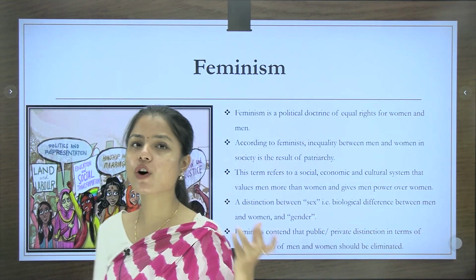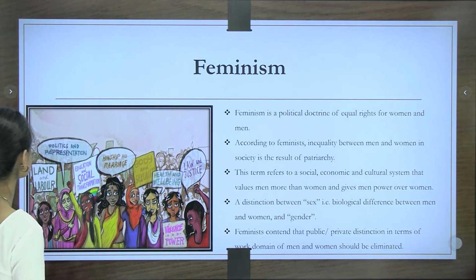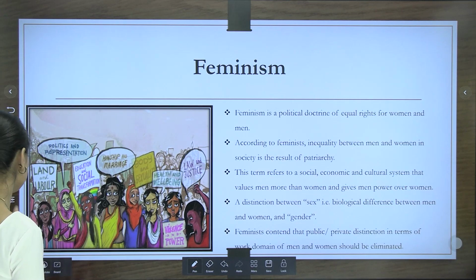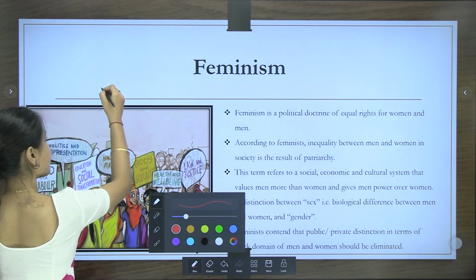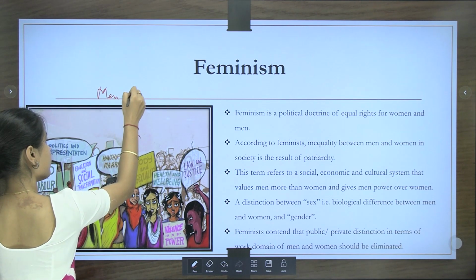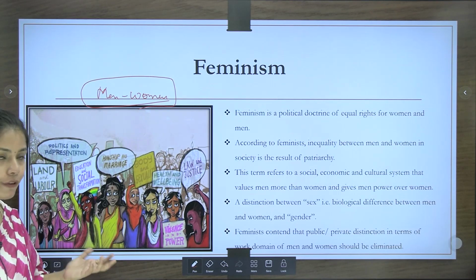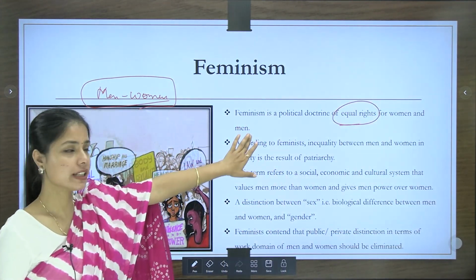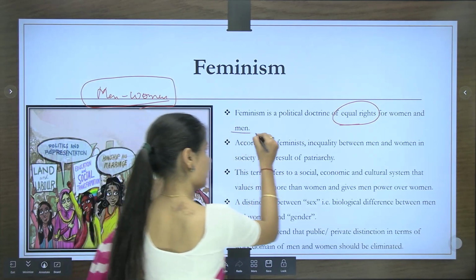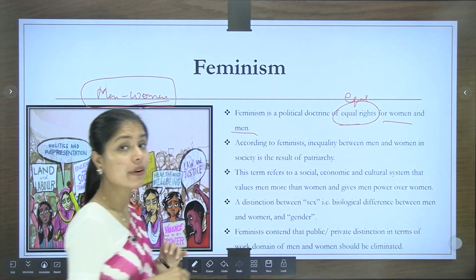Now feminism is of course related to the idea of gender equality, and the definition of feminism is very, very simple. So who is a feminist? A feminist is somebody who believes that men and women are equal and therefore they deserve equal rights. So what would be the political idea of feminism? Men and women are equal and therefore they deserve equal rights.